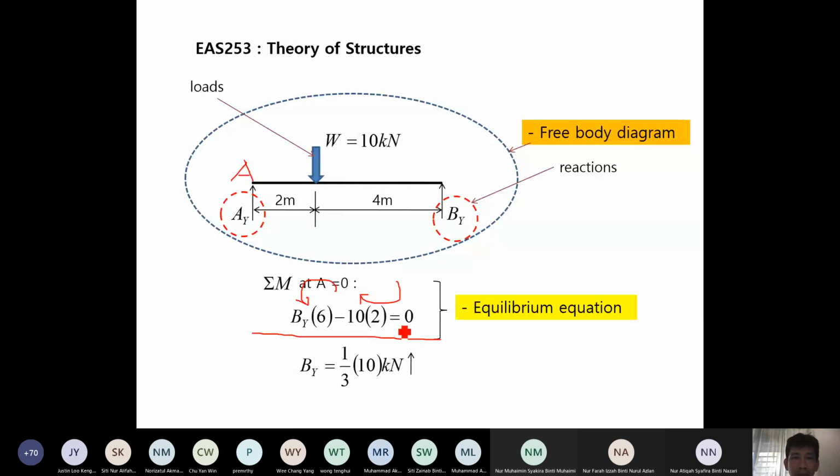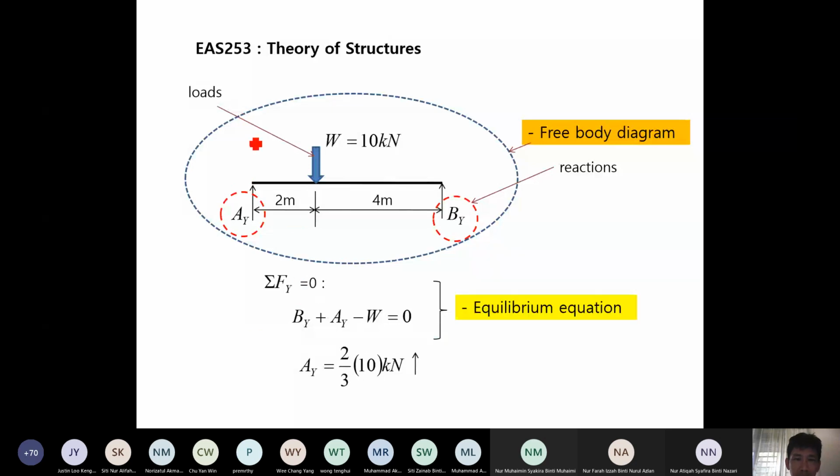Okay? So if you want to find AY as well, once you calculate BY, you use another equilibrium equation. So you get BY plus AY, which is coming down, minus W equal to 0. You substitute the BY that you have calculated into this equation, then you get AY equal to this. Again, if this is a positive value, the direction that you assume is correct. If you get negative, it means the direction that you assume is wrong. Okay. So this is what analysis is all about.